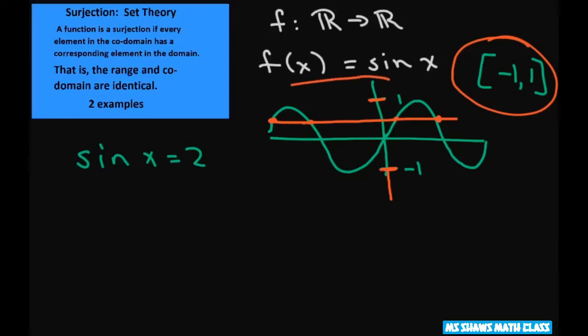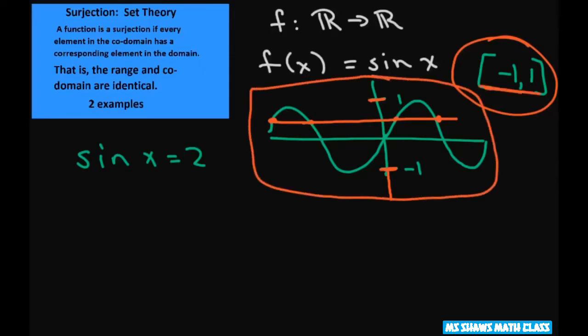So this graph would be a surjection, but not outside of that, because if you had 2, 2 is in the real numbers of the codomain.